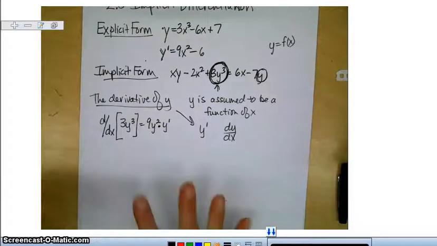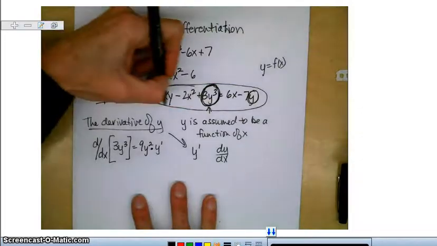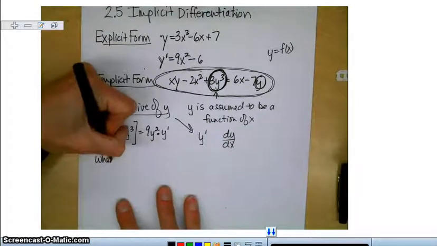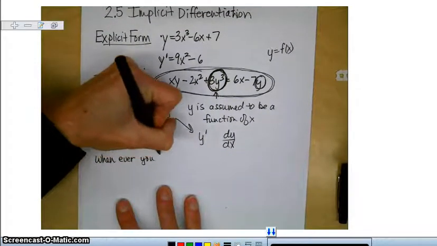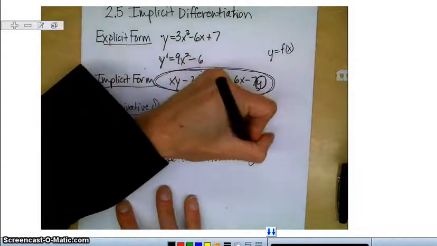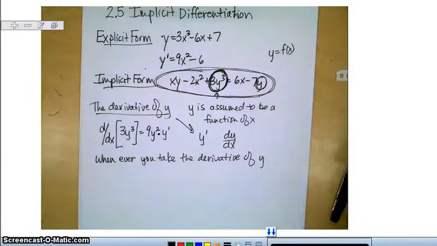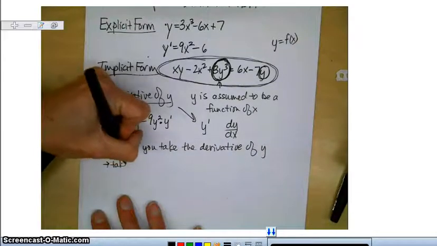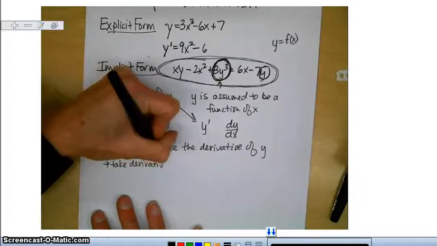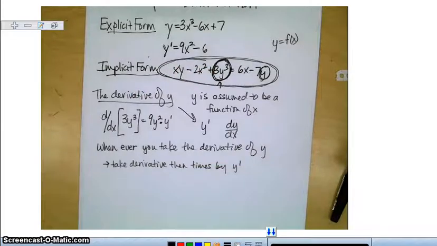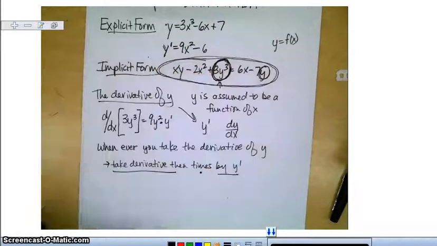So anytime you're going to do an implicit differentiation problem, where x's and y's are all mixed up, whenever you take the derivative of something that has y, the sine of y, the cosine of y, the secant of y, 5y cubed, anything that has a y in it, you take the derivative and then times by y prime.